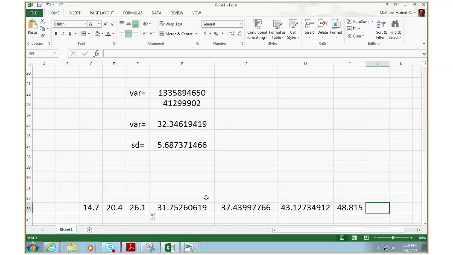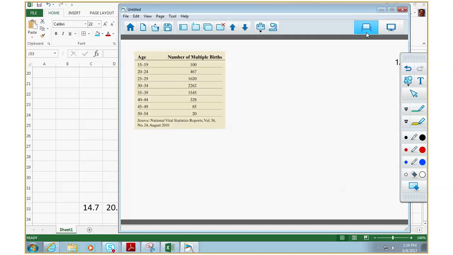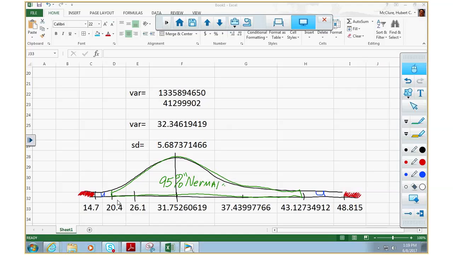As I said in my transparency, if you're between the ages of 20 to 43, then you might have a multiple birth. That's very high, or that means that would be normal. If you're between 15 and 20, that would be unusual, and the other end would be unusual too. That's what you need to be able to do with a frequency distribution.